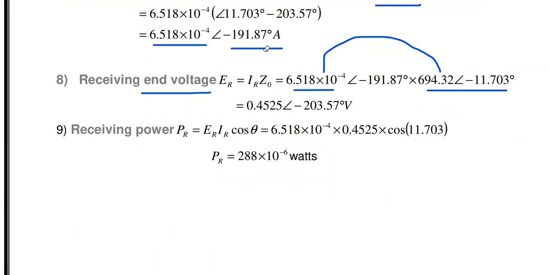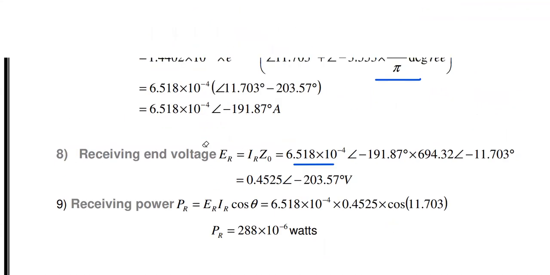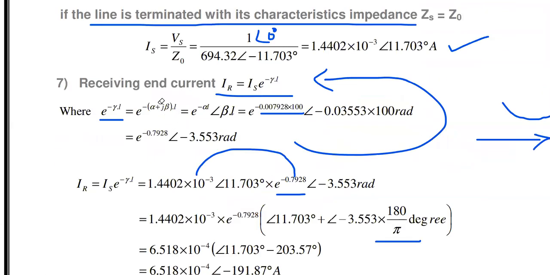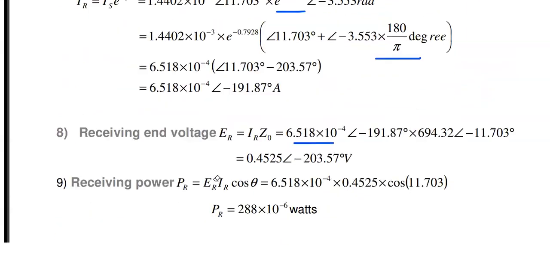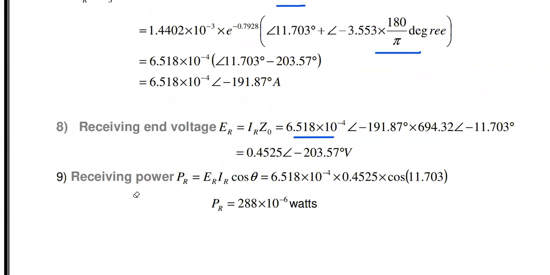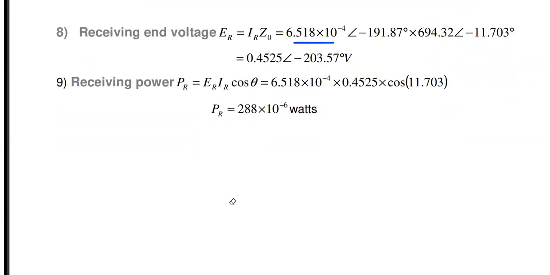So for the same RLGC given, here additionally we are calculating the received power. In order to calculate the received power, we have to find out the receiving end current and receiving end voltage, then multiply them and we get the received power. So this is a very important and repeated problem asked for the big question.